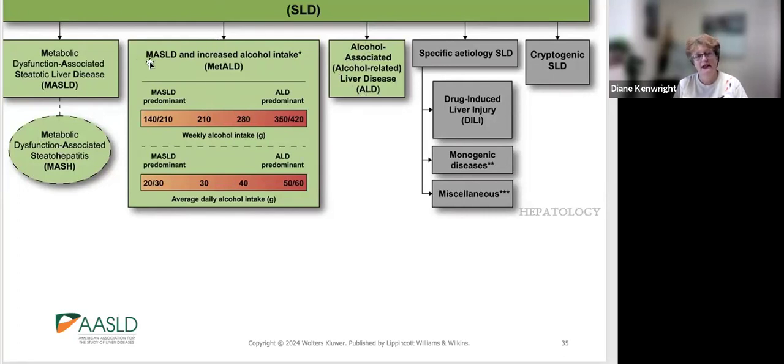And then there's a combination. So many people have both a metabolic component and an alcohol component, and it is called MetALD, and they're on a kind of scale, right? So you can have a combination of both of them that's alcohol predominant, or a combination of both of them that is metabolic predominant. A more nuanced interpretation of steatotic liver disease. And of course, there are other things that can cause steatotic liver disease, such as drugs or cryptogenic, we don't know.